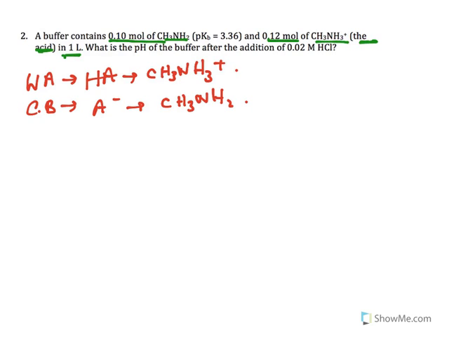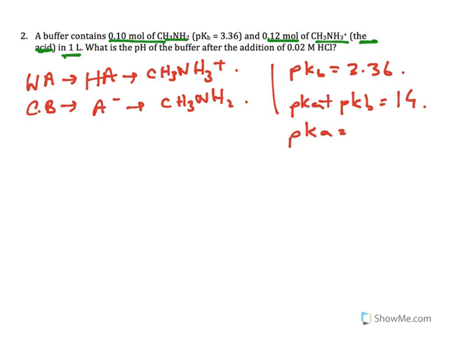Now that we know our weak acid and conjugate base, the next thing we deal with is our Ka or pKa. In this question, we're given our pKb, so our pKb is equal to 3.36. Now we know that pKa and pKb add up to give 14. So our pKa is going to be equal to 14 minus pKb, which is 14 minus 3.36, which is equal to 10.64.